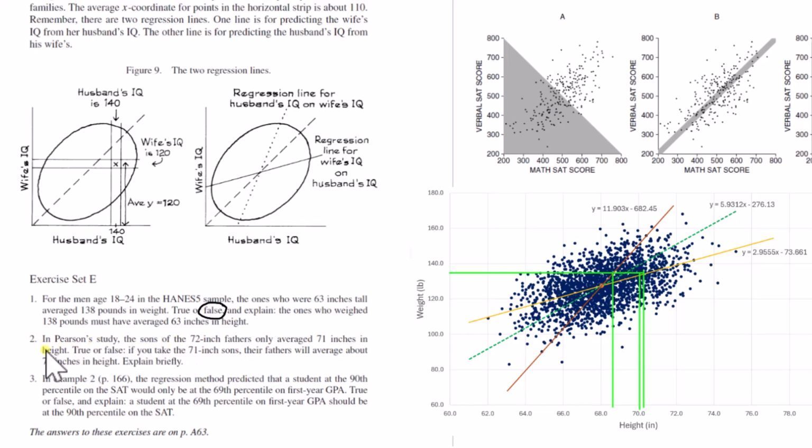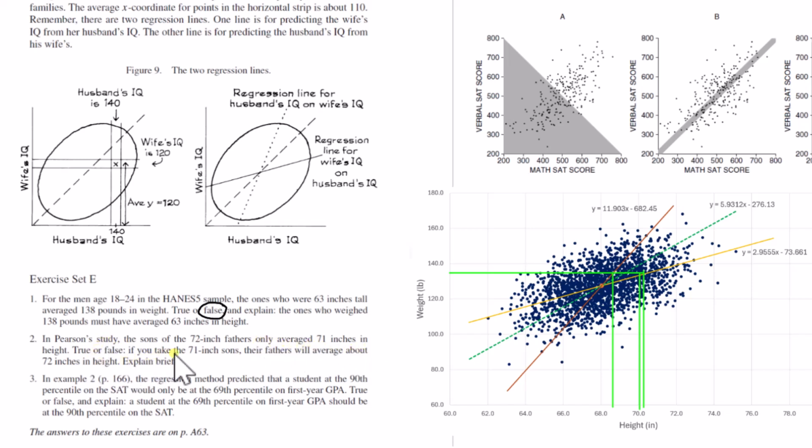Okay. In Pearson's study, the sons of the 72-inch fathers only averaged 71 inches in height. True or false? If you take the 71-inch sons, their fathers will average about 72 inches in height. Explain briefly. Okay, no. Same exact concept as what we just talked about. It's asking about a one-to-one mapping here. The sons of the 72-inch fathers were coming in at 71 inches. Okay, and then we find what that average is. That's what the regression line is all about.